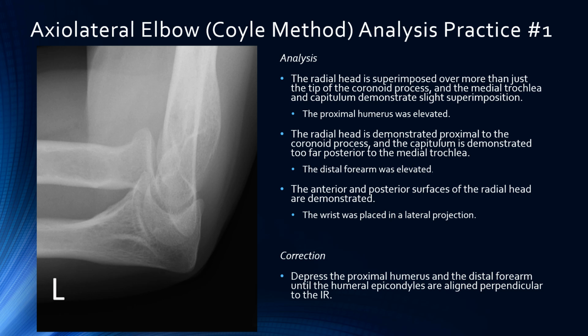The radial head is demonstrated proximal to the coronoid process, and the capitulum is demonstrated too far posterior to the medial trochlea. The distal forearm was elevated. The anterior and posterior surfaces of the radial head are demonstrated. The wrist was placed in a lateral projection. Correction: depress the proximal humerus and the distal forearm until the humeral epicondyles are aligned perpendicular to the IR.